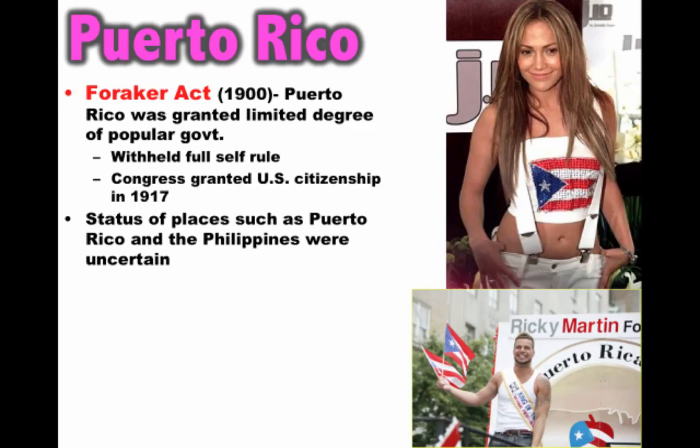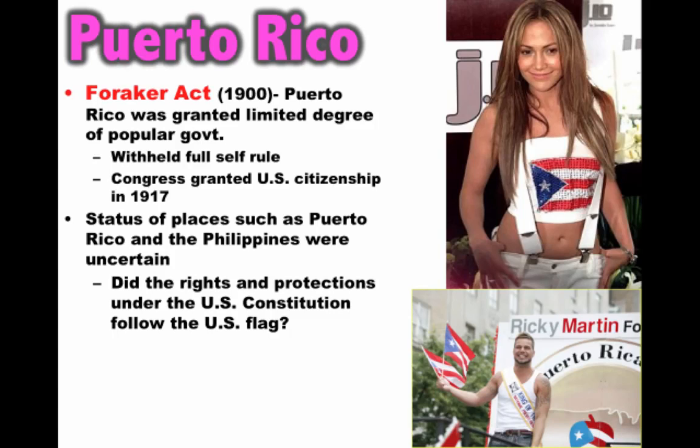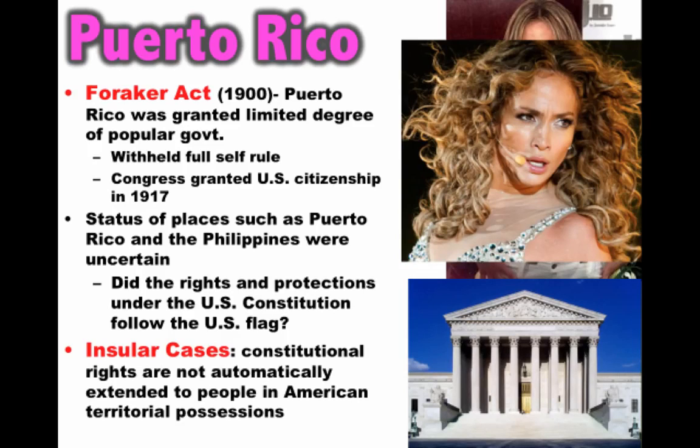But the status of places such as Puerto Rico and the Philippines was still uncertain. And one of the key questions was, did the rights and protections under the U.S. Constitution follow the U.S. flag? Since we are controlling Puerto Rico, do they enjoy certain rights that Americans have in the United States? And in the Insular Cases, you could see J-Lo's reaction right there. She's not too happy with what the Supreme Court decides, because in those cases, the court says constitutional rights are not automatically extended to people in American territorial possessions. In other words, they don't have the full rights that Americans living in the U.S. have.